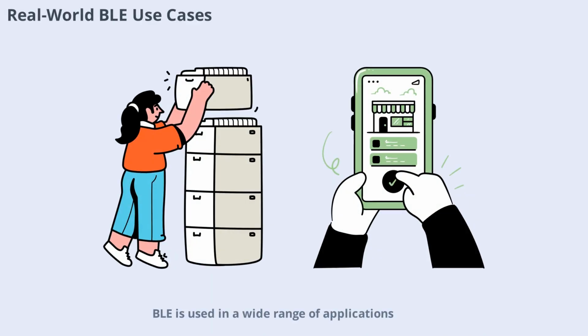BLE is used in a wide range of applications, from health devices to smart home systems. Understanding how to read, write, and manage notifications is essential for integrating BLE into your projects. Whether you're building a fitness tracker, a smart thermostat, or a connected sensor, mastering BLE communication will open up new possibilities for your app. Real-world use cases demonstrate the importance of robust BLE handling.